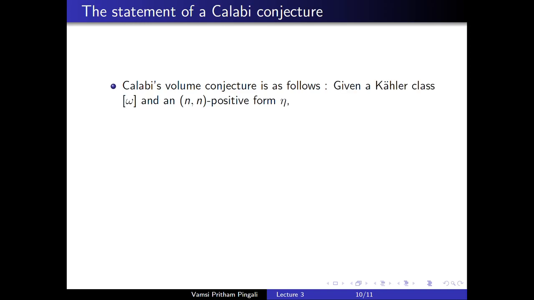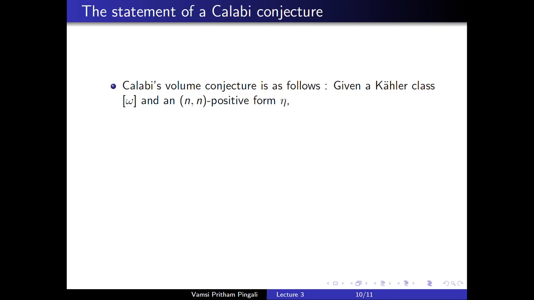So given a Kähler class, what does that mean? Given a Kähler metric omega such that its de Rham cohomology class is this, and a positive n-form eta. What does that mean? You're giving me a top form which is a positive form. What does it mean to be a positive form? That means it's a positive multiple of omega raised to n, where omega is a Kähler class form. Okay.